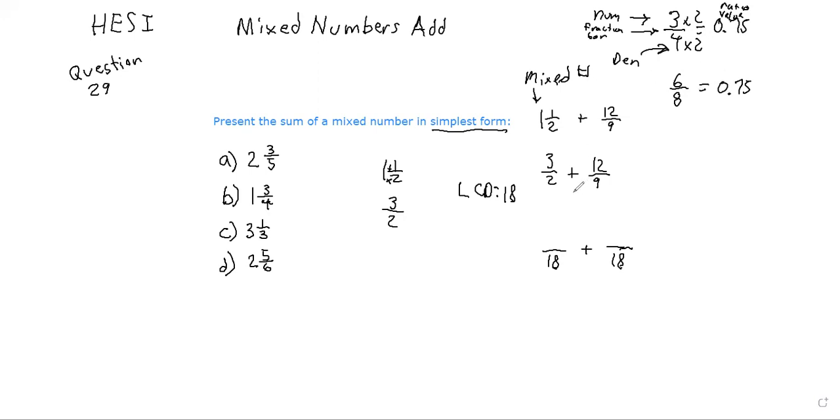Now that we understand that, let's go back and finish our problem. So here we want to get an equivalent fraction for 3/2 that has different numbers. Just like we did over here, we had the original fraction of 3/4.